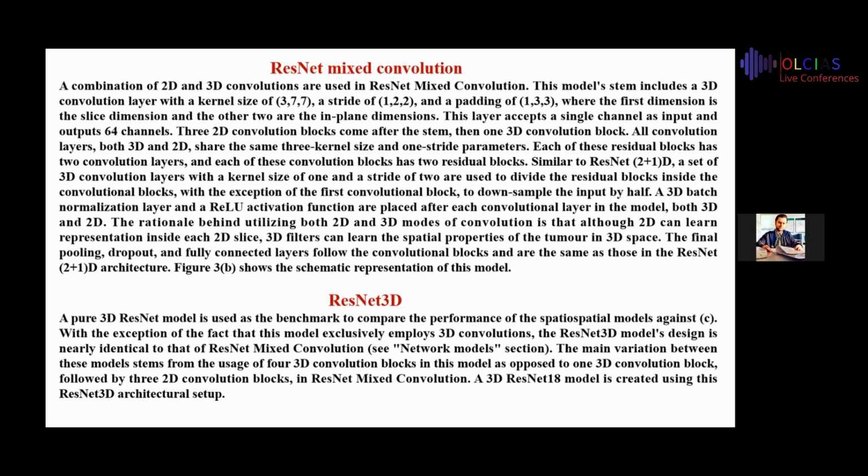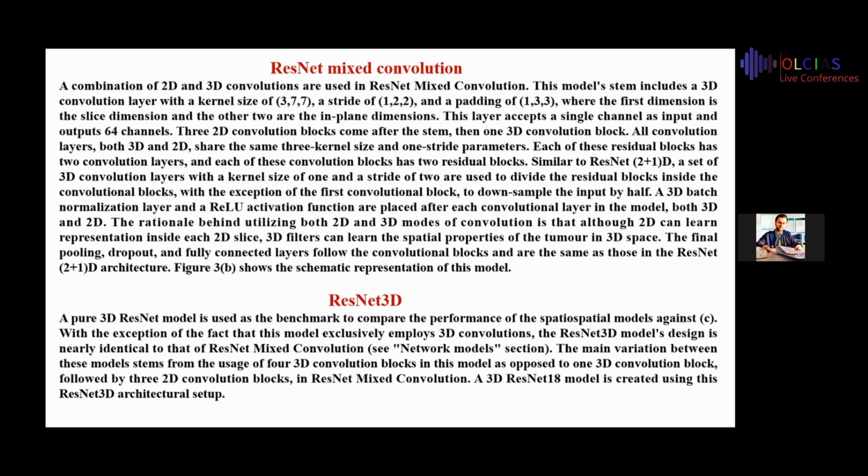So basically, to conclude, the rationale behind utilizing both 2D and 3D modes of convolution is that although 2D can learn representation inside each 2D slice, 3D filters can learn the spatial properties of the tumor in 3D space. So it helps in learning the tumor in 3D ways.